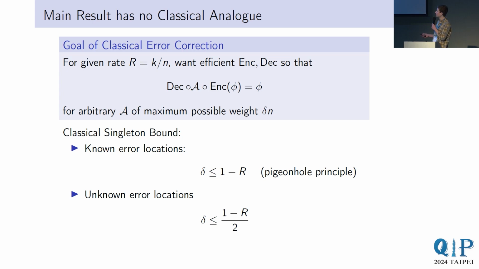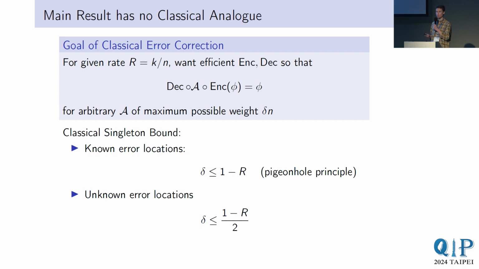So for known error locations, classically we can correct up to 1 minus r fraction errors. And just like quantumly, for known error locations, the classical singleton bound is very robust. It follows by a one-line pigeonhole principle argument. Meanwhile, with unknown error locations, just as in the quantum case, we again have a factor of 2 loss, in the sense that in general you can only correct errors on a 1 minus r over 2 fraction of the symbols classically, if you don't know the location of the errors.